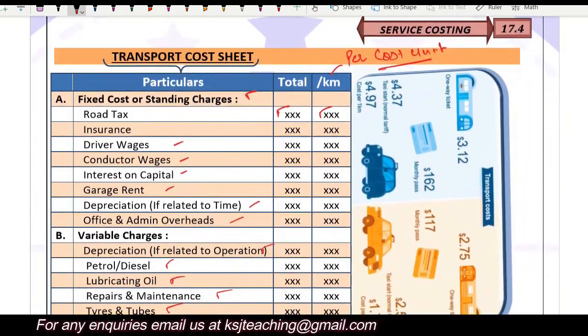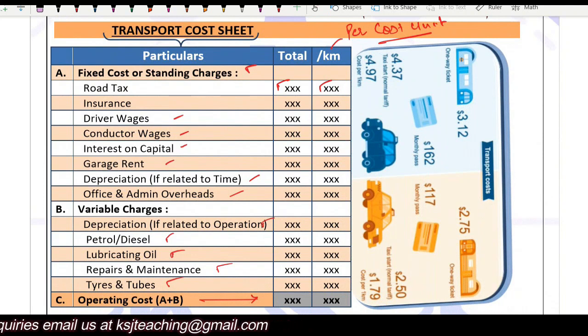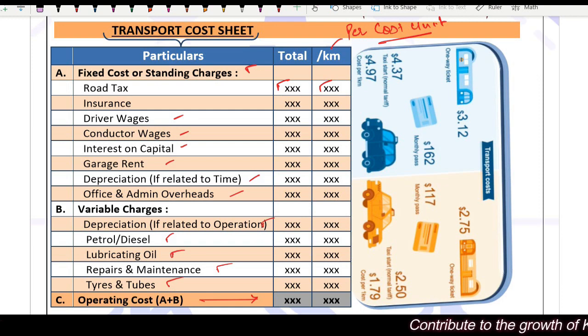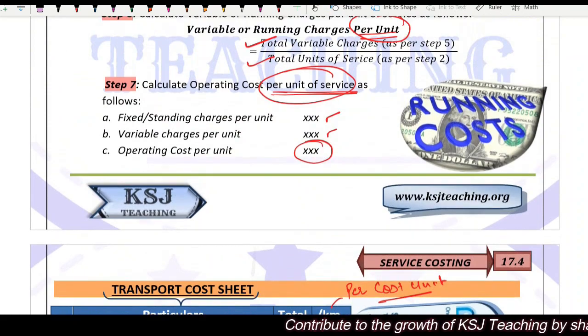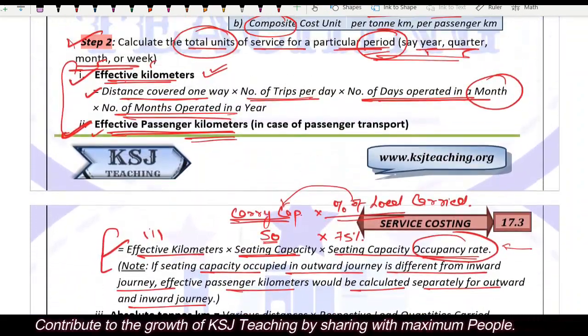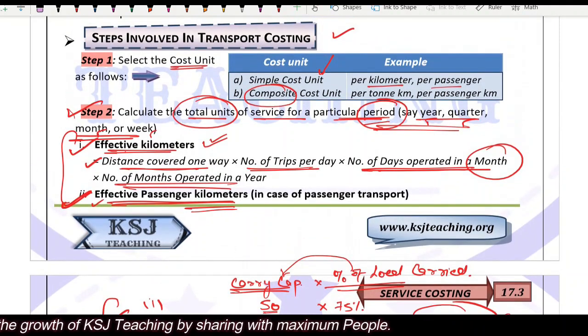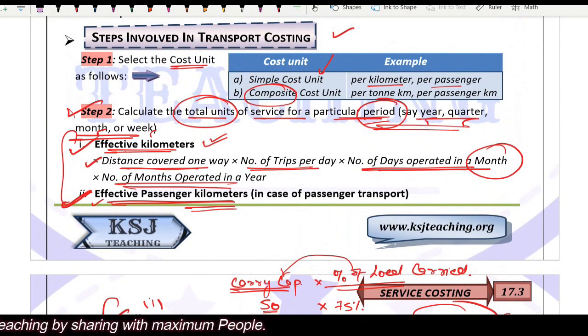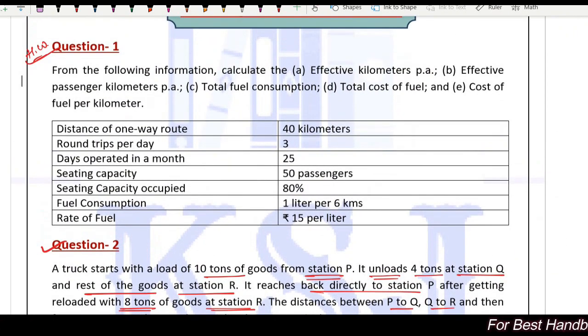So this is how the transport cost sheet looks like. Fixed or standing charges total and per cost unit, then variable charges total and per cost unit, and operating cost, right? This is all what we have discussed so far in the last lecture, right? I hope the steps are clear, because these steps are going to be followed in the practical problems also. Clear? Okay, let's start with the practical problems now.